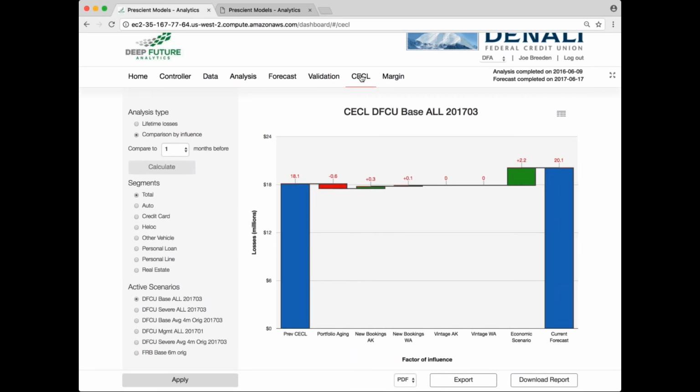CECL is a lifetime loss forecast with no new originations. Looking at the portfolio forecasting we were doing, we already have all those pieces. We have everything you need to know in order to run this out for the full lifetime. So for us, CECL was simply saying, let's run a scenario that is no new originations. It's best to do it with a base economic scenario, although you could use any one of these.